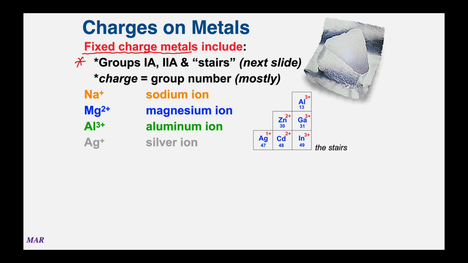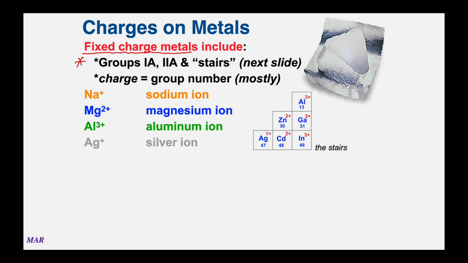So anything in group 1A is going to be positive 1, and anything in group 2A is going to be positive 2. Hydrogen is usually listed in group 1A, and often hydrogen is plus 1. We're going to see that hydrogen's kind of funky sometimes. It does more than one kind of thing. But for this argument, and more often than not, hydrogen is plus 1 too. Now, on the stairs, which I'm going to show here in a little bit, you have to know which of the stairs you're on. But you can probably see that aluminum, gallium, and indium are all plus 3. Zinc and cadmium are both positive 2, and silver is plus 1.